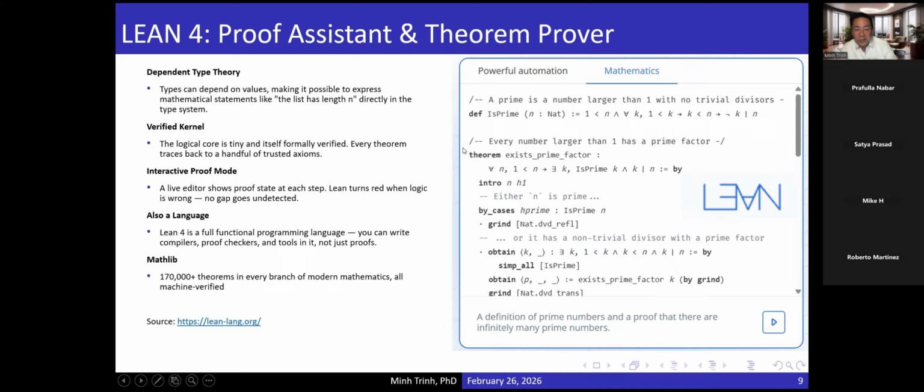And the power of Lean is that it can prove theorems, it can verify theorems. So a theorem, let's say, every number larger than one has a prime factor. Right? So this will be a theorem. You can write the theorem in Lean, and in fact, you can prove it also in Lean. I won't go into the proof and so on, but the idea is that you can prove and you can verify proofs, right?